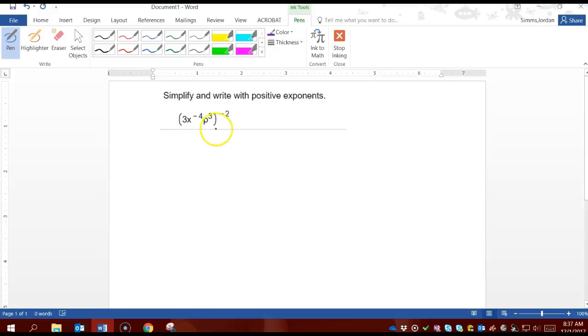Hey Gina, let's check this question out. So we have this mess in the brackets, 3x to the negative 4, p to the third, and that whole mess is raised to the negative 2 exponent.